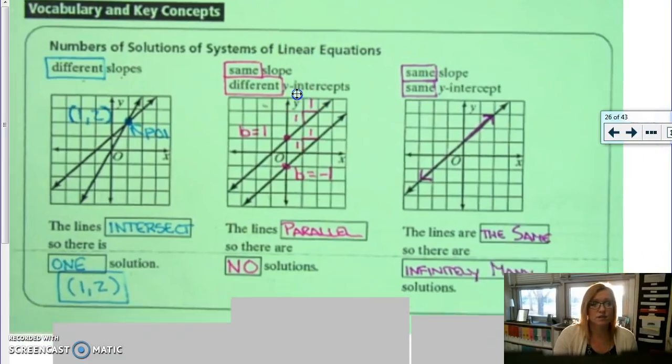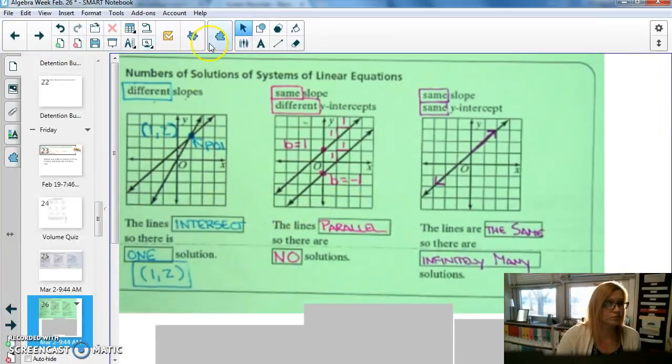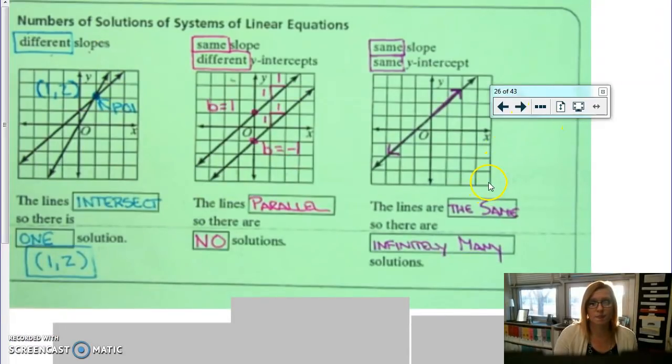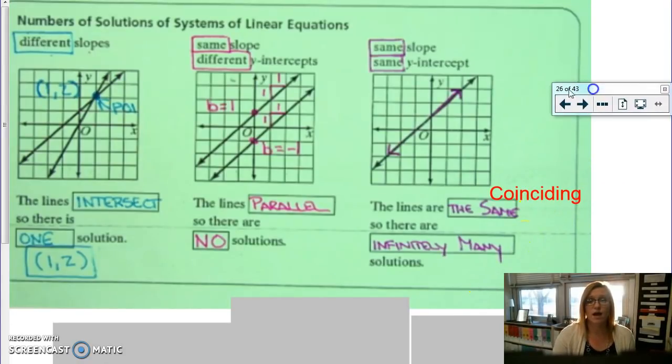Let me see here. I know this is interfering with the screen. So this right here, I am just going to add under same the phrase coinciding. So feel free to add that in too, it means the same thing. And if they lie on top of each other like this, it simply means that there's infinitely many solutions. No matter what point you pick on this line, they are both going to be solutions to both equations. All right, so that's all there is to it, simple.